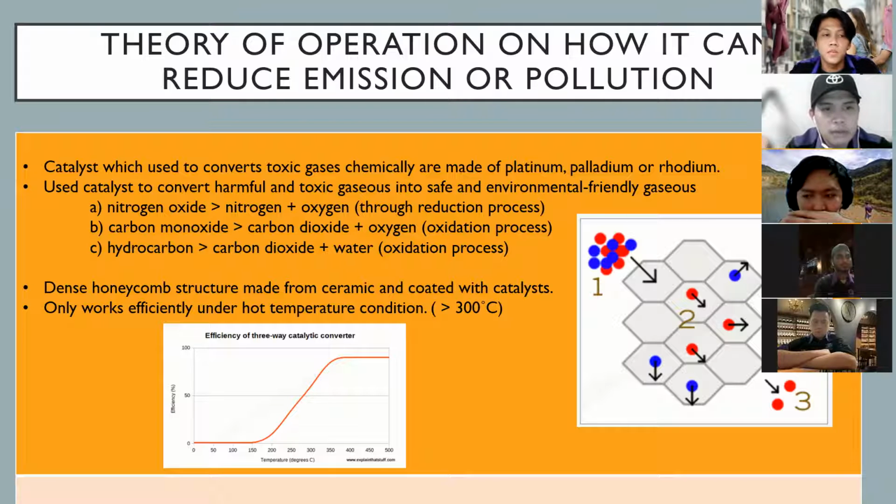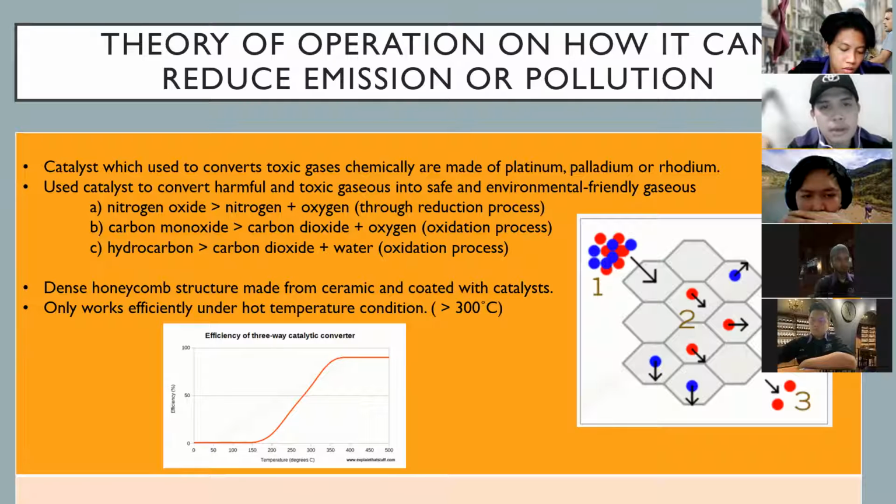The other catalyst works in opposition to the first catalyst. It goes through a process called oxidation. It converts carbon monoxide into carbon dioxide by adding oxygen into the chemical reaction. It also converts unburned hydrocarbons into carbon dioxide and water.